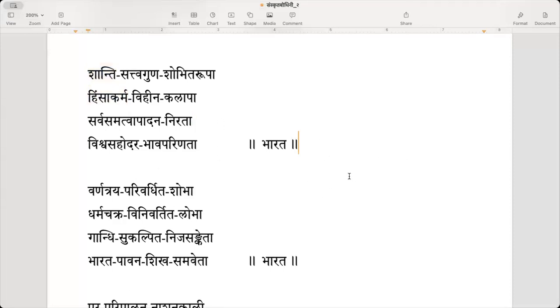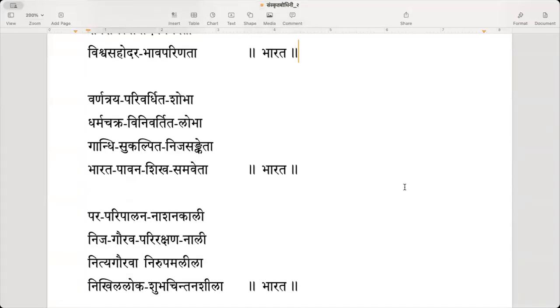Sarva samatva apadana nirata. So the idea of equality, right? Nirata is involved. Involved in bringing about sarva samatvam, equality between everybody. Then Vishwa Sahodara Bhava Parinata. So she also represents brotherhood. Sahodara Bhava is universal brotherhood. Parinata, she is the transformation of that. So under the flag, everybody is equal. That's the idea they want to convey, right?